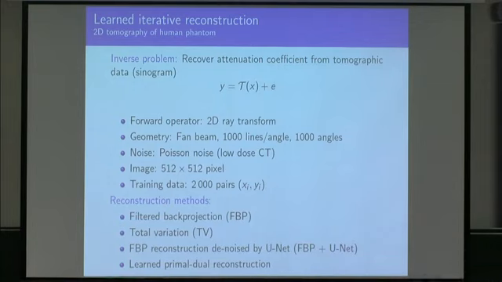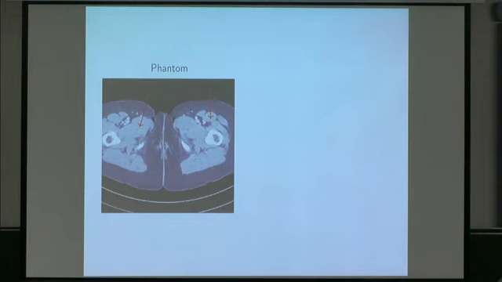And we are pitching 4 methods. We are pitching, of course, the usual filtered back projection. We're using the total variation. The third one is the one that won the low dose CT challenge, think of it that way. And finally, we are using the learned primal-dual scheme.